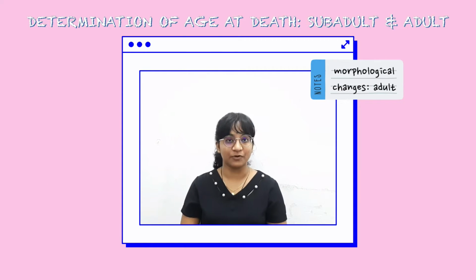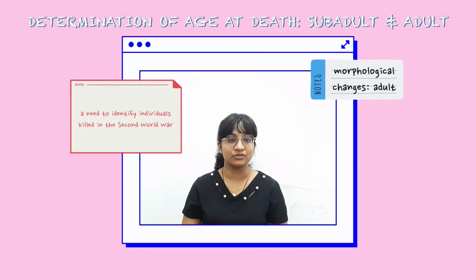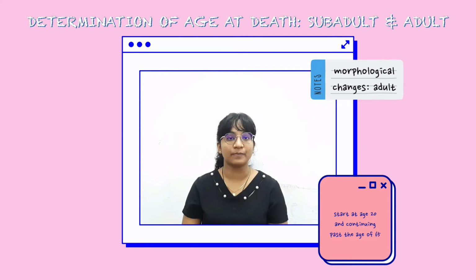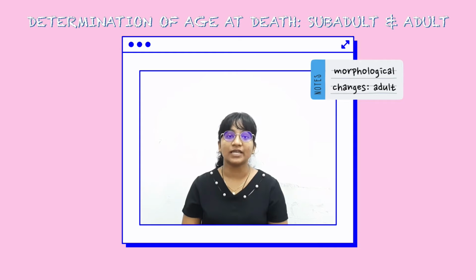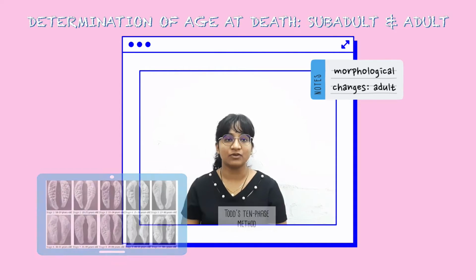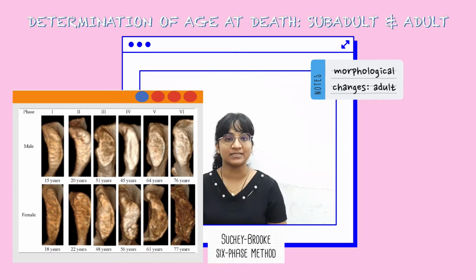Finally, I am going to talk about the morphological changes in adults that can be used to estimate their age. Age estimation using the pubic symphysis gained attention when there was a need to identify individuals killed in the Second World War. The changes of the pubic symphysis start at age 20 and continue past the age of 65. Todd in 1920 proposed a 10-phase method for analyzing the pubic symphysis to estimate age. After revising Todd's method, Suchey and co-workers created a 6-stage method with separate standards for females and males.